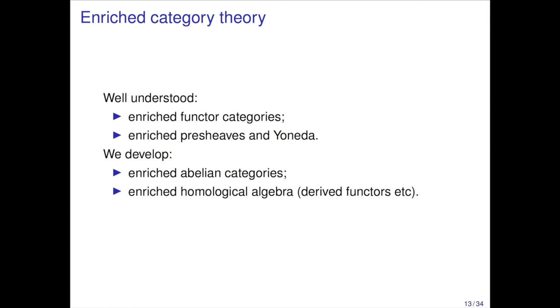Basically, the issue was, usually when you have some functors between abelian categories and you derive them, you get functors. But here I have some enriched functors, and I want the derived things to also be enriched functors.